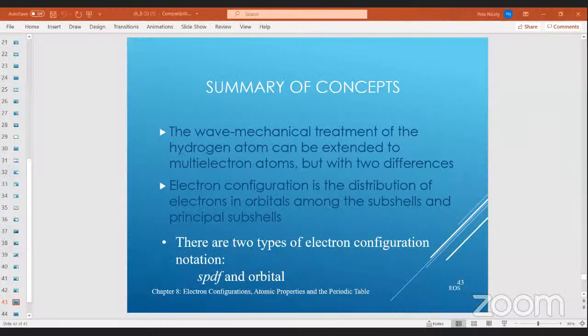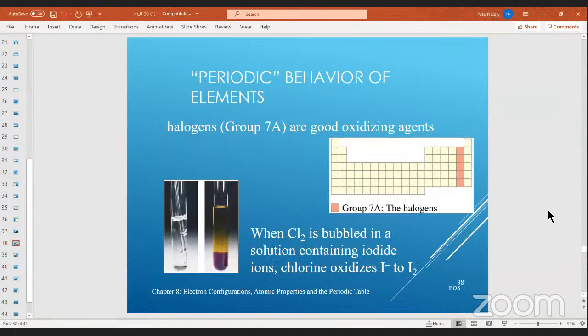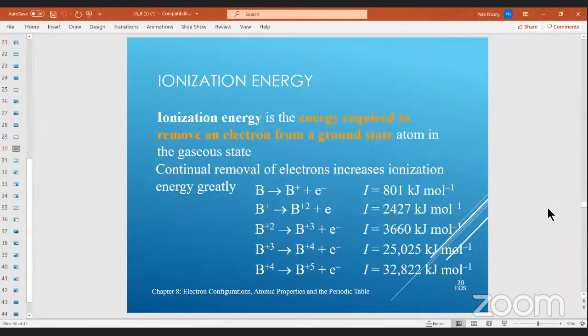So let me share my screen. Let me scroll up a bit. Can you see my screen? Yes. Okay, good.